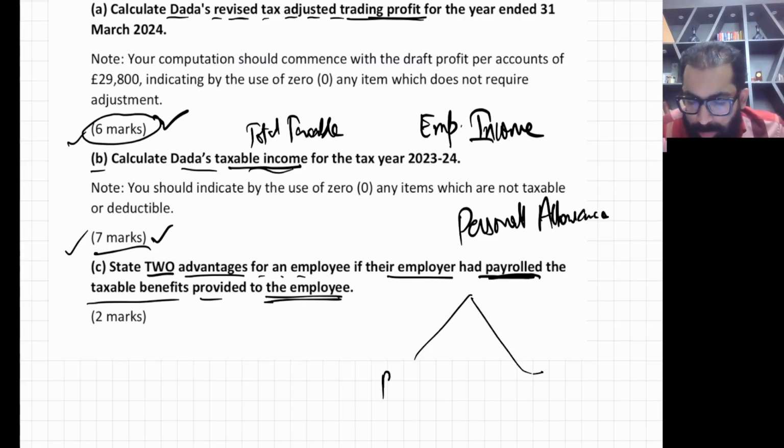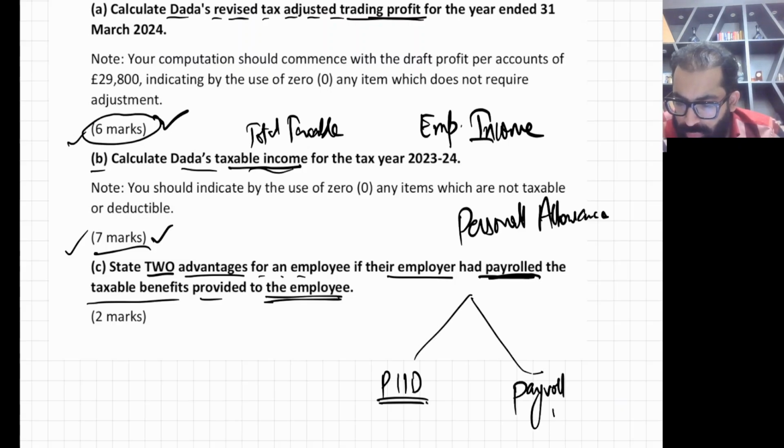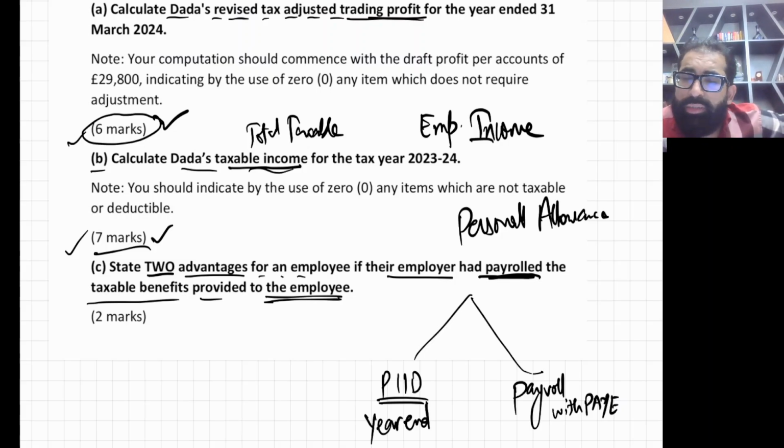The first option is P11D. P11D form. For non-cash taxable benefits, one option is P11D. The second option is payroll with PAYE. Listen, the first option is you fill this year-end form. This is a year-end form. That means you have to pay tax on the non-cash taxable benefit at the year end. This is the first option.